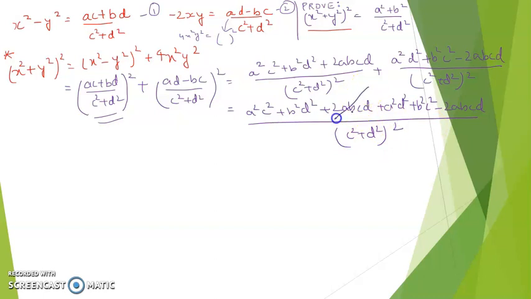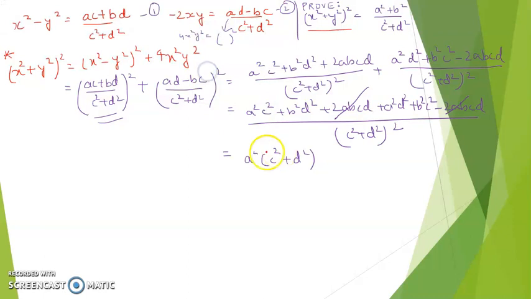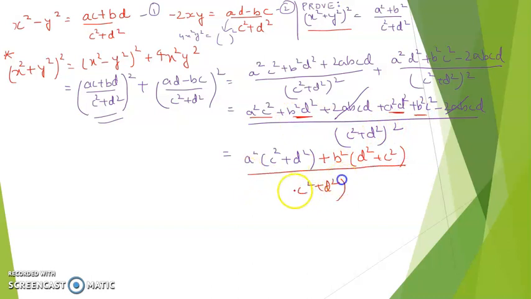Now see, plus 2abcd and minus 2abcd cancelled. So what are we left with? a square c square. So I can write like this. a square is common from here, so I can write a square c square plus d square. Let me change the ink, it will be easy for you to differentiate. Students, try to follow a square and c square. So I have taken a common, c square plus d square. Similarly, plus b square, if I take common, so d square plus c square. See this, d square and b square c square. I have taken b square common, so I will be left with this now upon c square plus d square whole square.